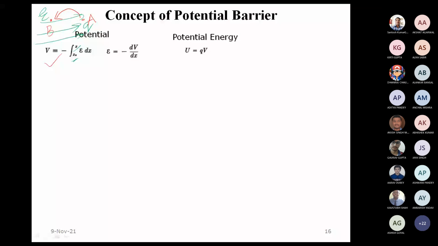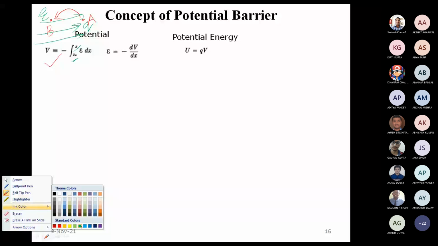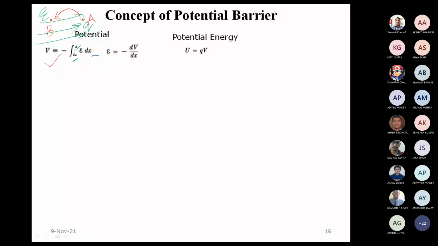If we take the derivative of this equation, then we get minus dV by dx. This is a traditional equation which we all know. The negative gradient of potential variation is nothing but the field strength, the electric field. So the electric field can also be defined from the potential equation in this way.